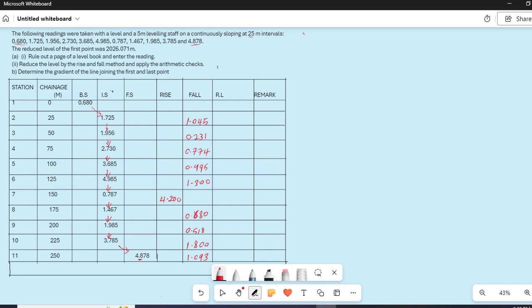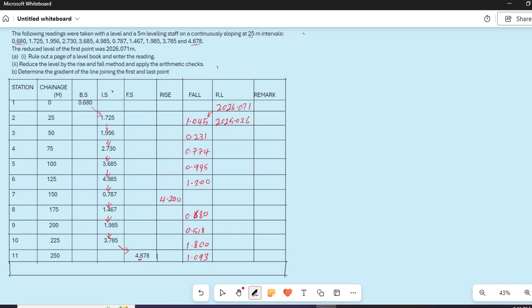We have 2026.071. So for me to get the reduced levels, it's very simple: I take the previous reduced level, subtract the fall, and where there is a rise I add. So 2026.071, I subtract 1.045, and this gives me 2025.026.